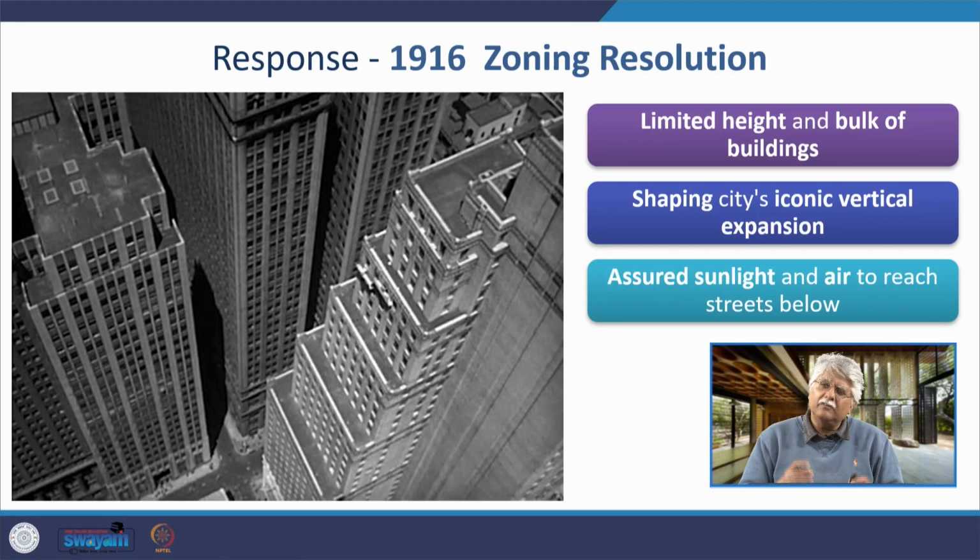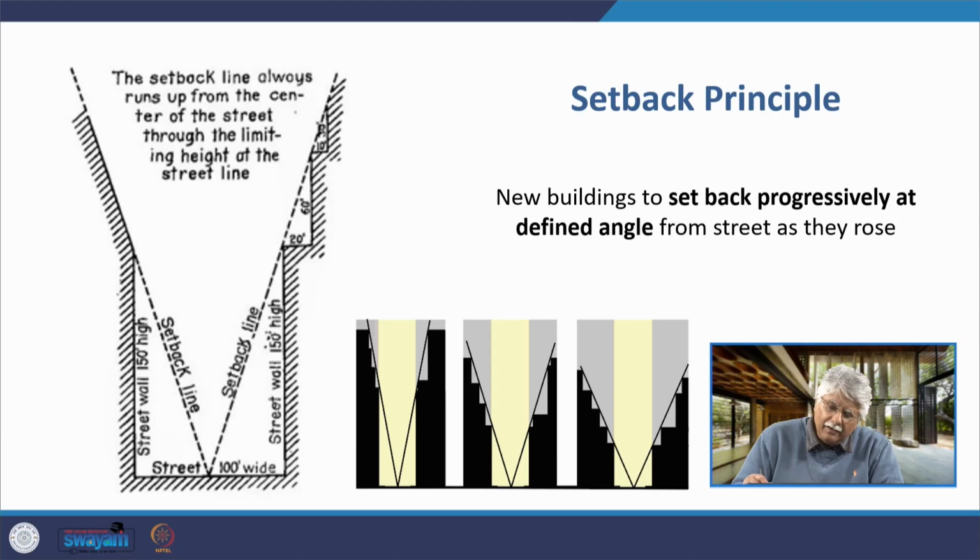And thus, as a response to that came the zoning resolution of 1916, and this was very important because it was showing us the path to what the modern skyscrapers would be globally. It limited the height and the bulk of these tall buildings, and it helped in shaping the iconic vertical expansion of the city and assured that sunlight and air would come down to the street level. So how did they do that? They did that by what came to be called the setback principle.